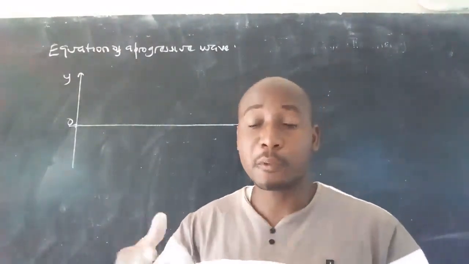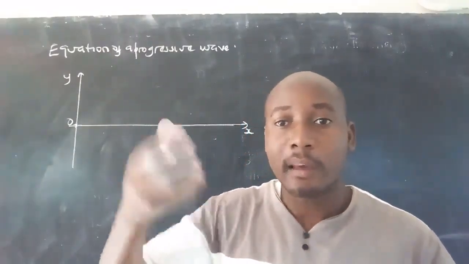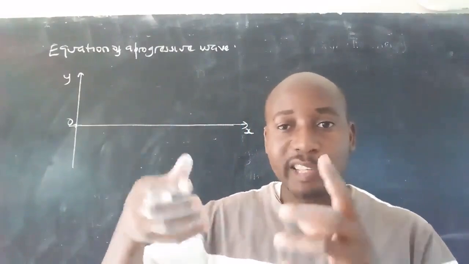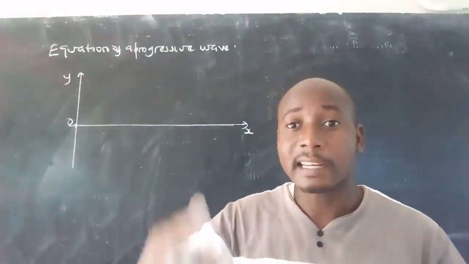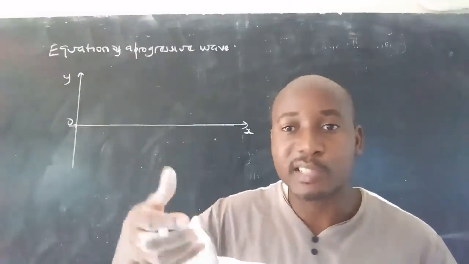With the frequency. Frequency is the number of cycles made in 1 second, meaning the number of times the body vibrates in 1 second. That's what we call frequency. And as it vibrates, it has angular velocity. It has speed, angular velocity, okay?